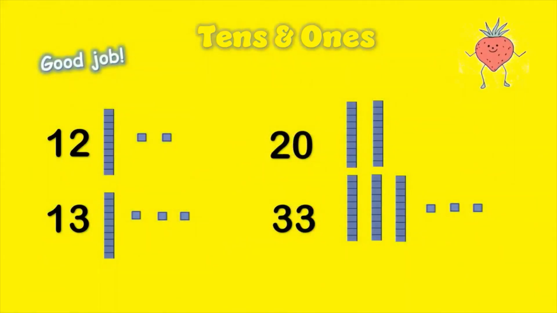You should have drawn for 13, 1 ten and 3 ones. For 20, 2 tens. For 33, 3 tens and 3 ones.